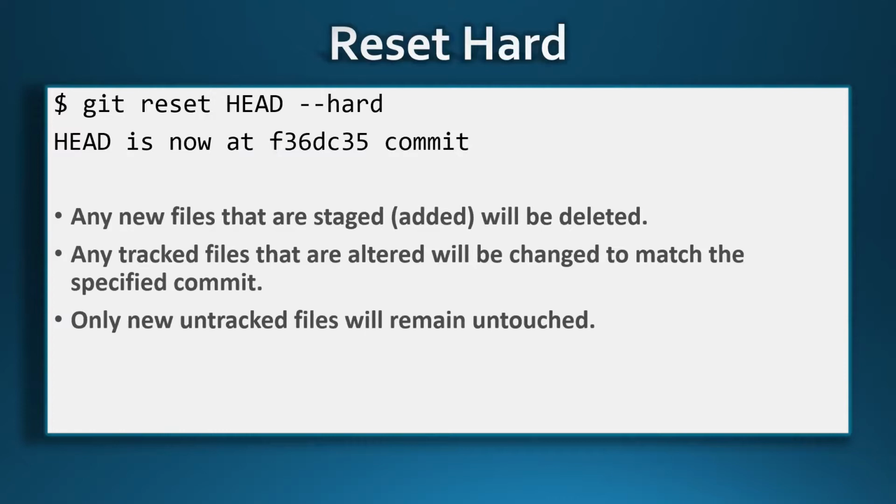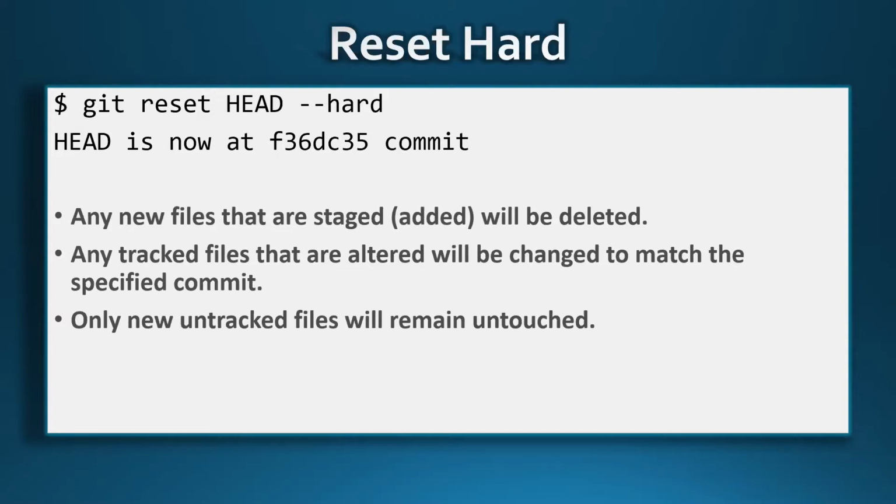affects all 3 trees of your Git repository. It affects your working directory, it affects your staging index, and it affects your repo. Any new files that are staged when you do this will be deleted. Any tracked files, that's files that you have used add on at some point, and that are altered will be changed to match the specific commit. Only new untracked files remain untouched.